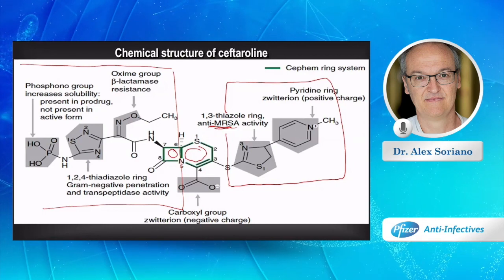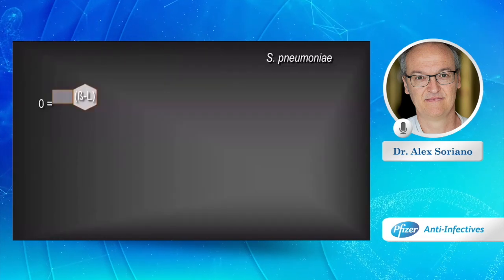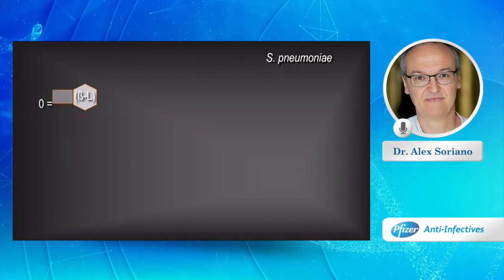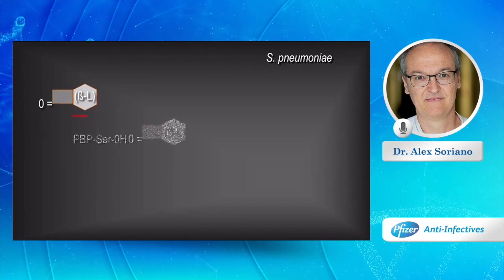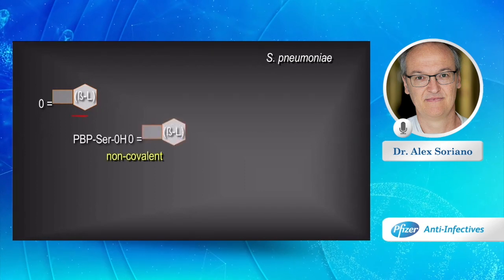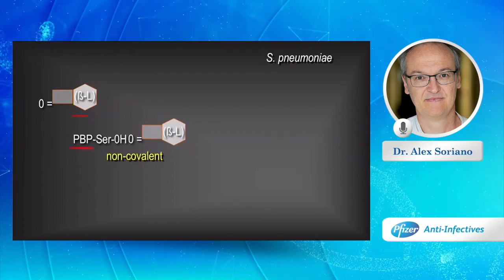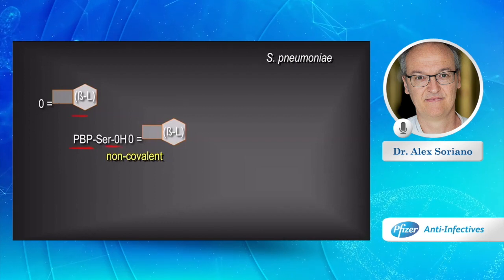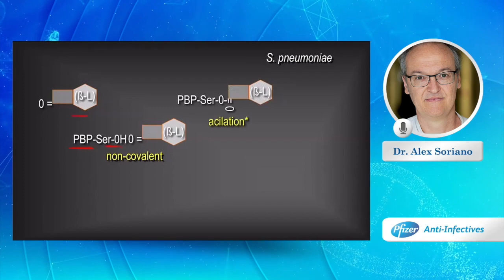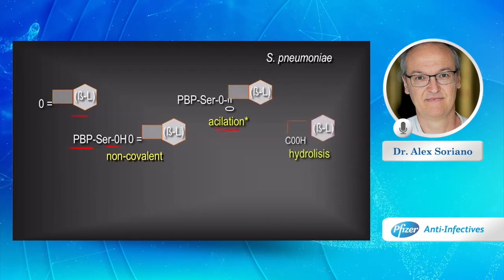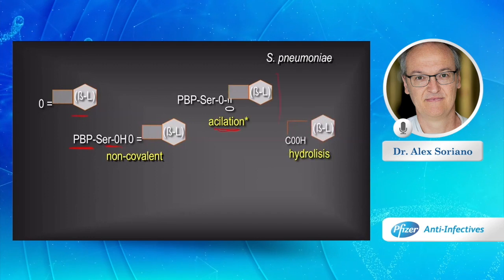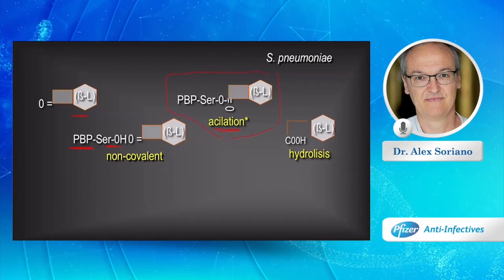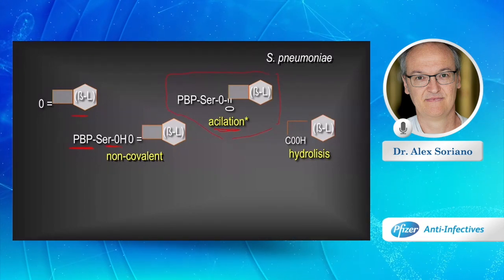But before entering into the details of the anti-MRSA activity, let me show you first something that is of great interest about ceftaroline. This is the beta-lactam, ceftaroline, or whatever beta-lactam you want. As you know, the beta-lactams bind to the PBP of Streptococcus pneumoniae through this serine, by a first non-covalent approach. Afterwards, there is a covalent approach through an acylation process, and finally, there is a hydrolysis. Of course, during this period, the activity of the PBP is inhibited, and this is what we want: the longest time the beta-lactam is bound to the PBP.